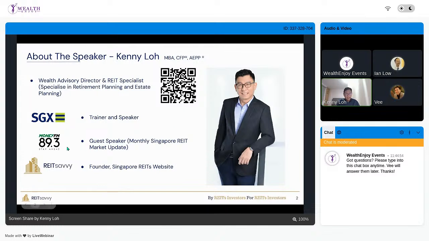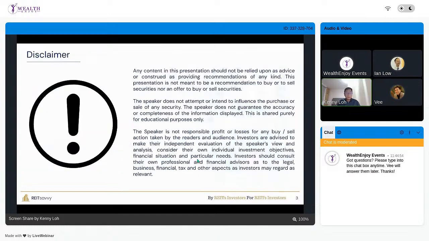Okay, I have one of my websites, REIT Savvy. I'm the founder of this website. So if you want to find any REIT information, and also have a REIT screener to help your investment decision, you can go to REIT Savvy to take a look. Right, the usual disclaimer. There is some REIT information and also some sharing of REIT valuation and dividend yield in this presentation. But do take note, those are not a recommendation to buy or sell, no matter how attractive the valuation or price.